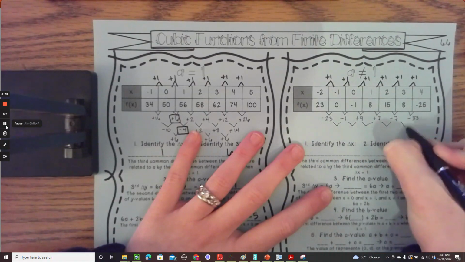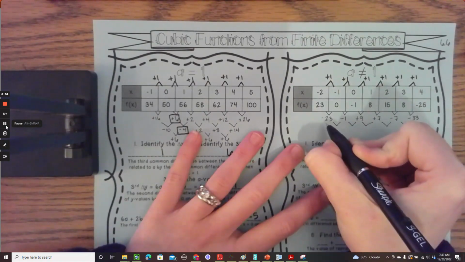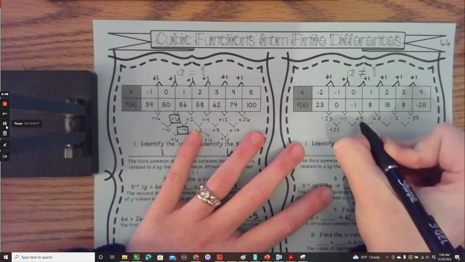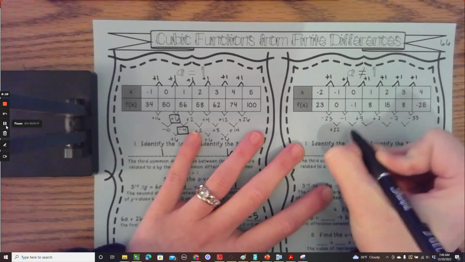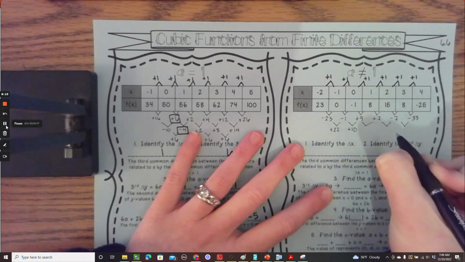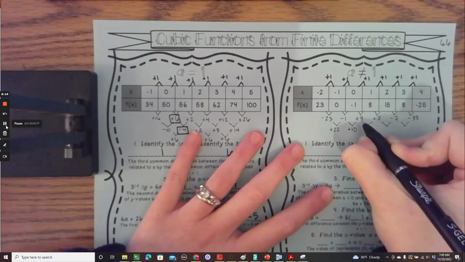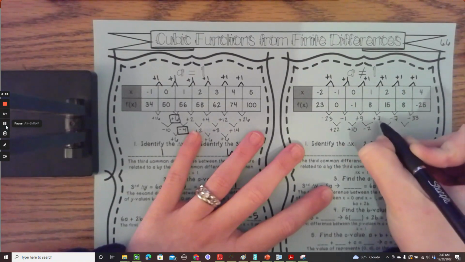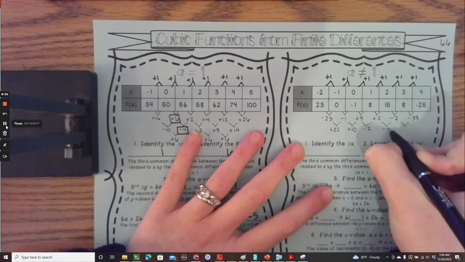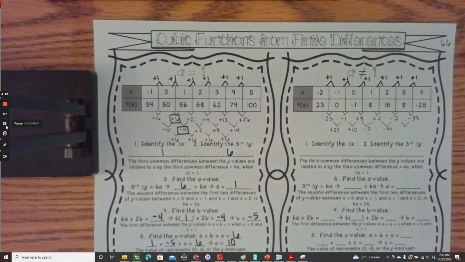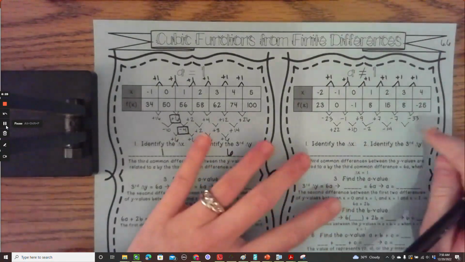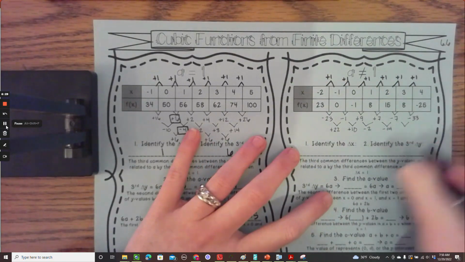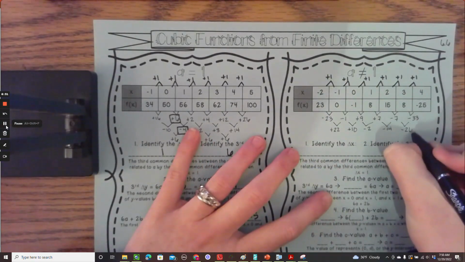Now to do the second change. Negative 1 minus a negative 23 is positive 22. 9 minus a negative 1 is a positive 10. 7 minus 9 is a negative 2. Negative 7 minus 7 is a negative 14. Negative 33 minus a negative 7 is negative 26.